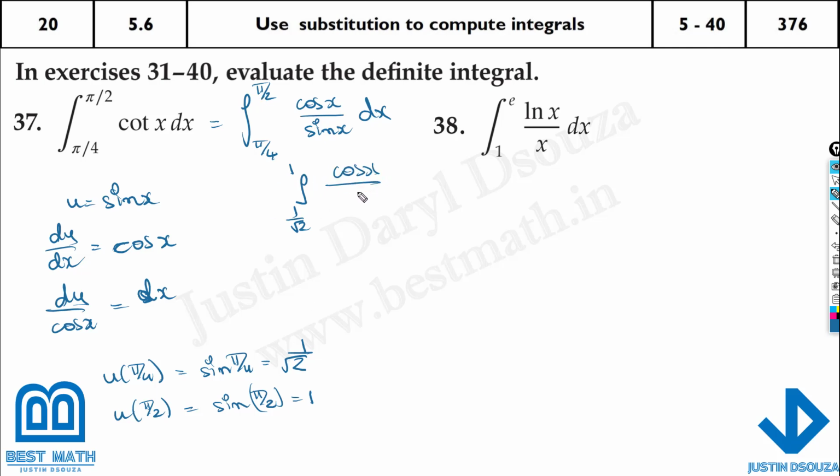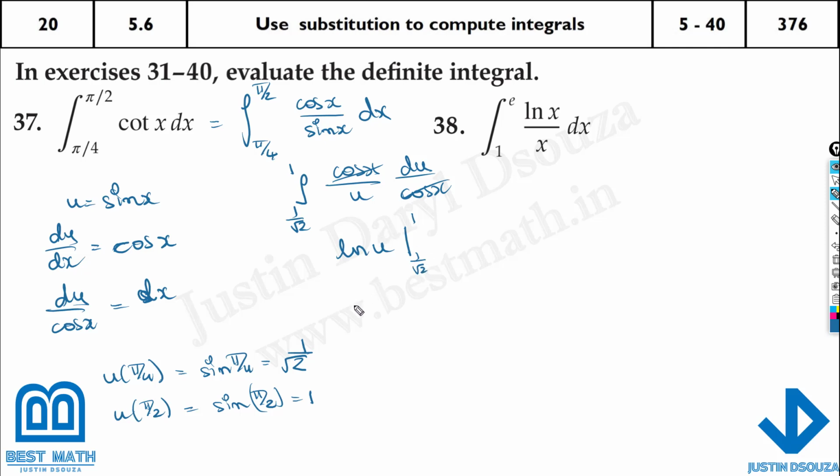And cosine remains for now. Sine is u. This dx will be du by cosine x. Cancels off. Your 1 by x du remaining. I'll directly solve using the integral. It'll be natural logarithm u. The limit is from 1 to 1 by root 2.